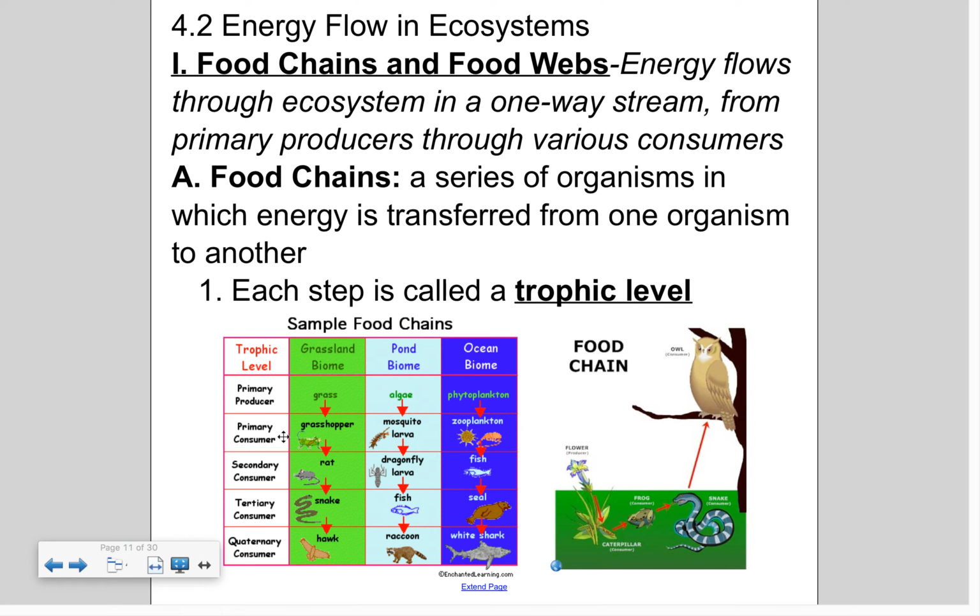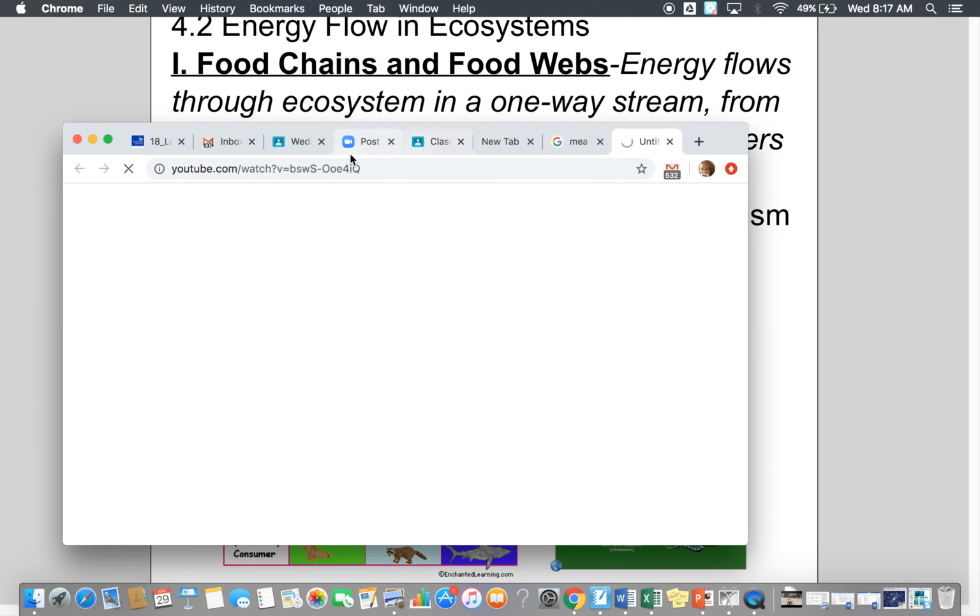Each step right here is called a trophic level. So the flower is a trophic level. The caterpillar would be a primary consumer. That's a trophic level. The frog is a secondary consumer. That's a trophic level. Here's another trophic level. Here's another trophic level.